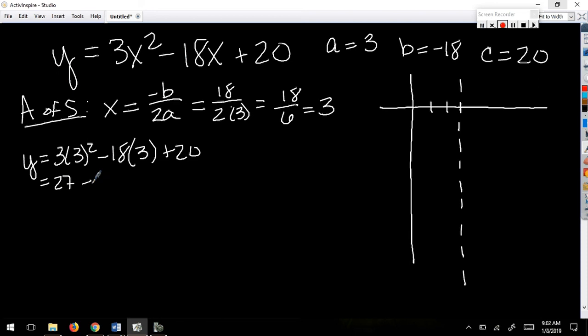27 minus 54. If I'm wrong, y'all tell me, because I don't have a calculator. Is it negative 7? So the coordinates of my vertex are 3, negative 7. Is this supposed to be plus something or minus? Minus. Oh, why is it? Oh, wait, shoot.